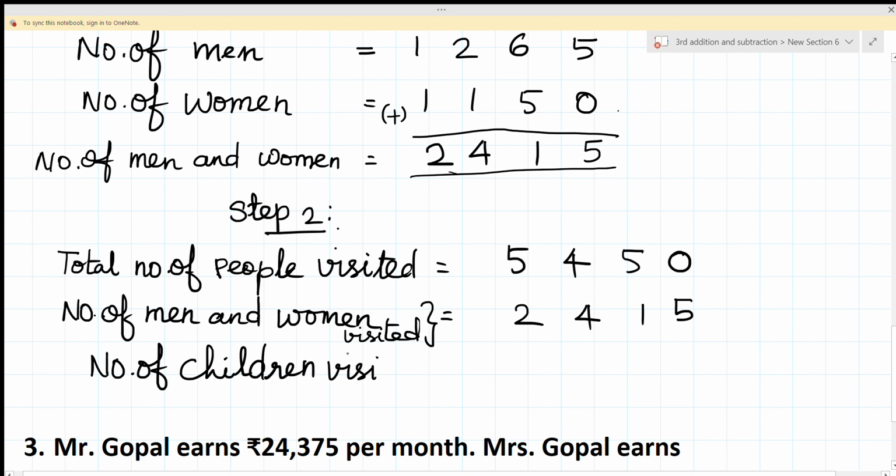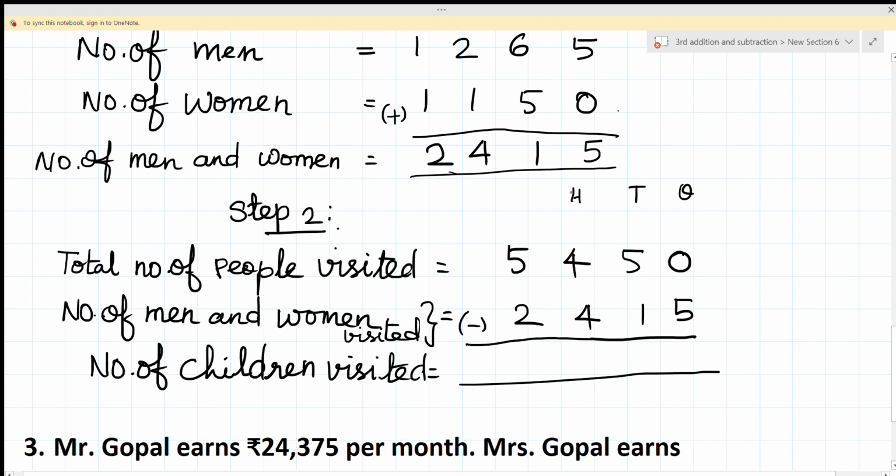To find the remaining number, we have to subtract. You should write a minus symbol to indicate subtraction. Now we will subtract these two numbers. Write down the place values: ones, tens, 100 and 1000. Now subtract the ones place, 0 and 5. Look at the first number. We can't subtract 5 from 0. So we are going to borrow from the tens place. It is 5. If you borrow 1, it becomes 4.